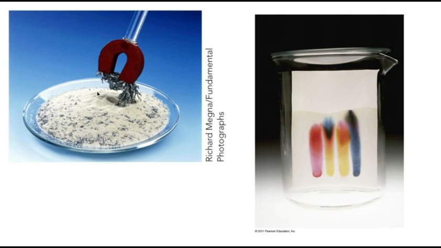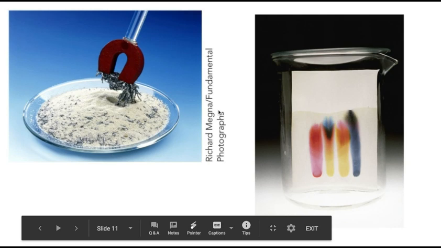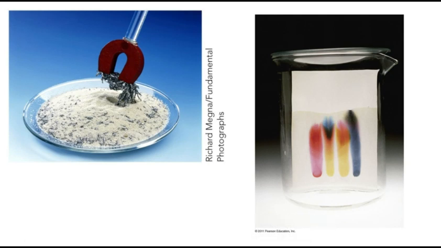We can use magnetism to do this as well. We can use different kinds of chromatography. So each of these are just different types of physical changes we can do to sort of separate out the materials, because that's basically what physical change is: you are separating it out into different things.